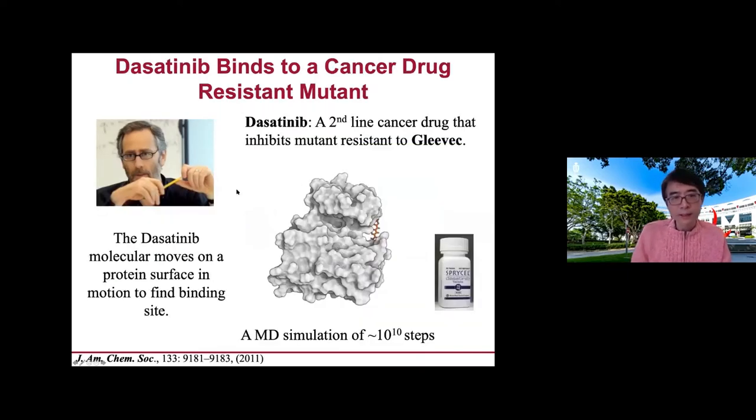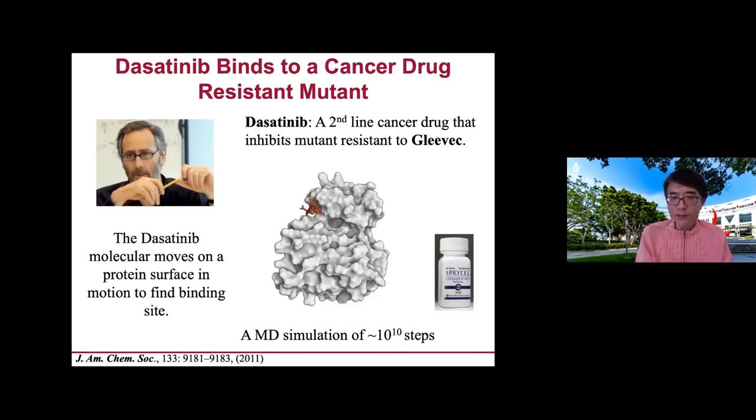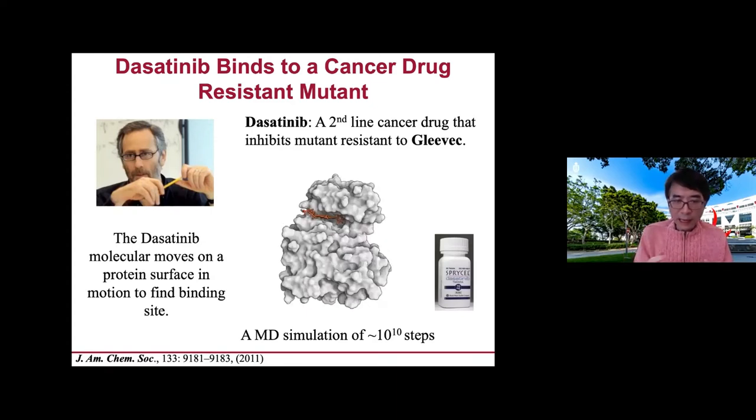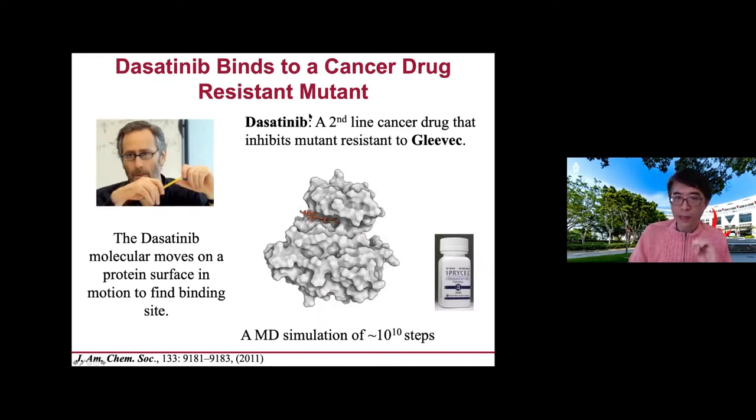Okay, what can we do with that? Here's an example from the Anton supercomputer simulations, which shows a second line drug. Remember, when we talked about the Gleevec example, Gleevec is a first line cancer drug, right? The drug resistance mutant will develop after a number of years, and then people also develop second line cancer drugs treating the drug resistance mutant of Gleevec. This is called dasatinib, and this drug binds to a slightly different binding site than Gleevec. This simulation shows how this drug moves on the protein surface, considering the motion of the proteins, and eventually finds its correct binding site. So dasatinib is a second line cancer drug to treat the drug resistance mutant of Gleevec. Right, so this is one example.